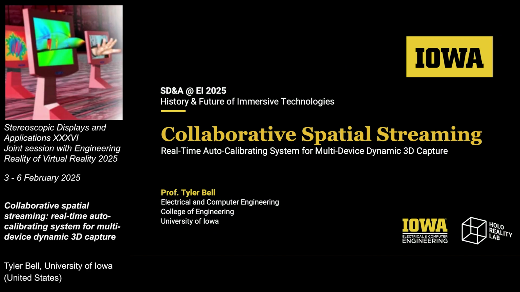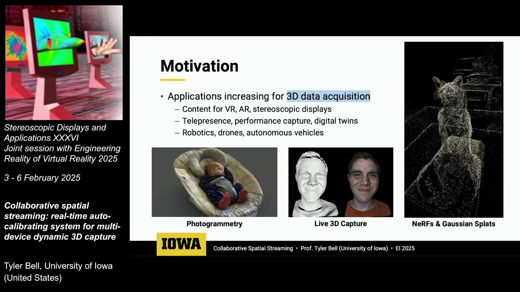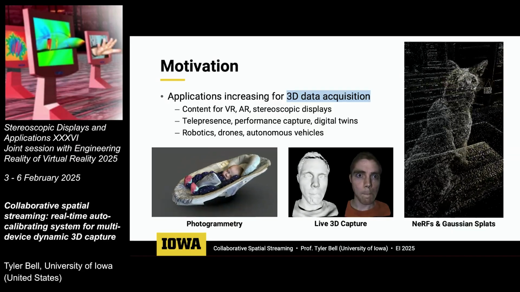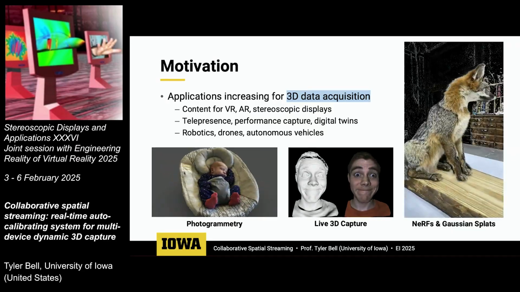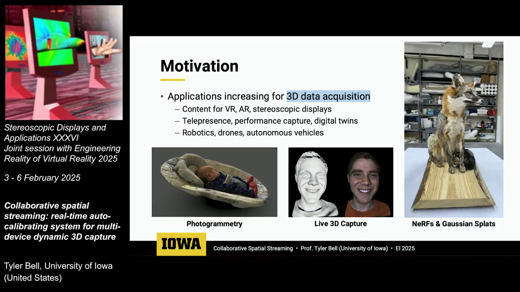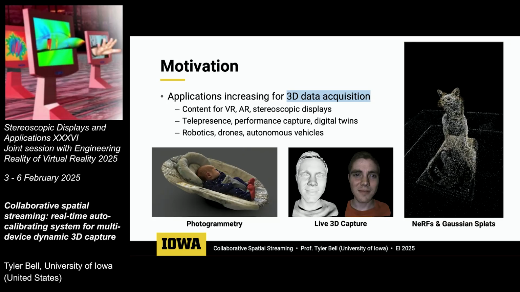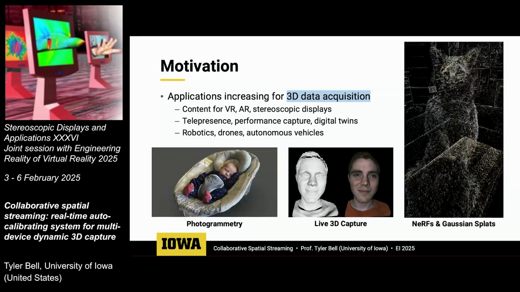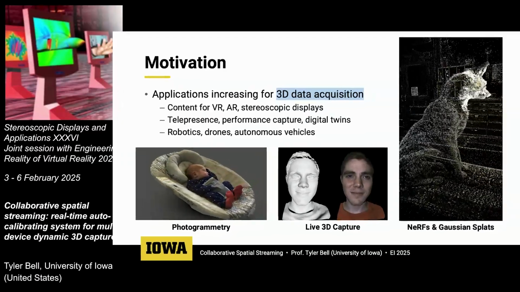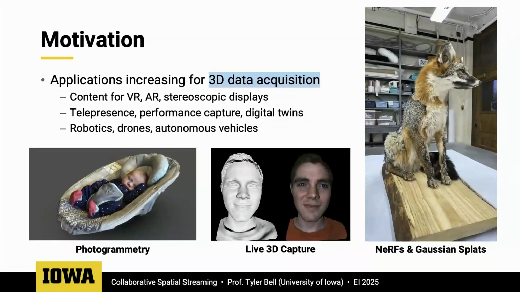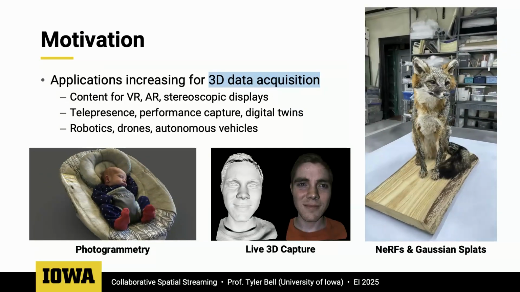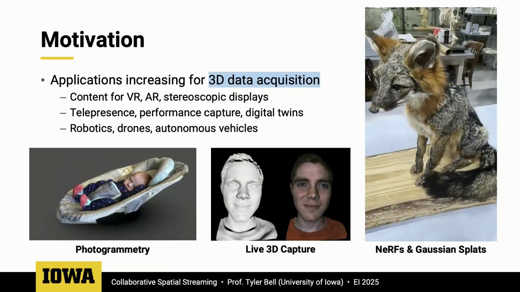a prototype system that we've been working on called Collaborative Spatial Streaming, and it's all inspired by something a lot of us are working on: the fact that applications are increasing across the board for 3D, in AR and VR, and to use these applications well, we need 3D content. So whether that be photogrammetry, live 3D capture, or some Gaussian splats, as Andrew showed earlier, we need 3D content, and there's a bunch of different applications. Just to show a few more here that I'm uniquely interested in.